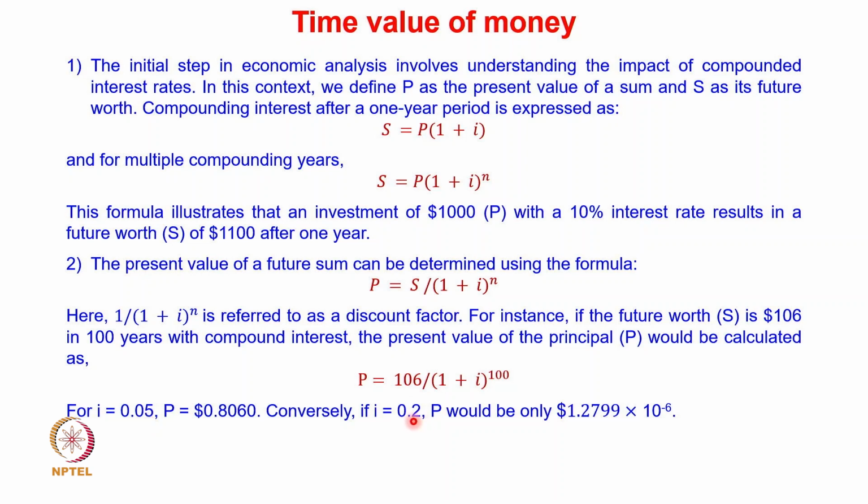Similarly, if I take a higher interest rate of 0.2, you can see that even if I am investing a very small amount today, it's going to become 10^6. The principal amount comes out to be 1.2799 × 10^6, a very small amount. If we invest it today, we can get 10^6 after 100 years. So you can see that the time value of money has an impact on the cost calculation.